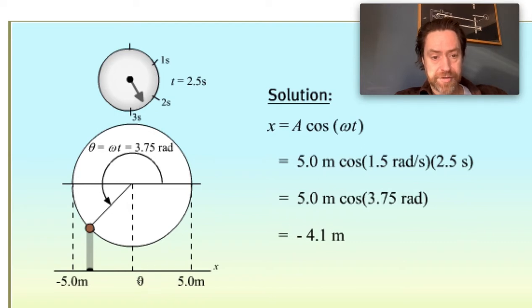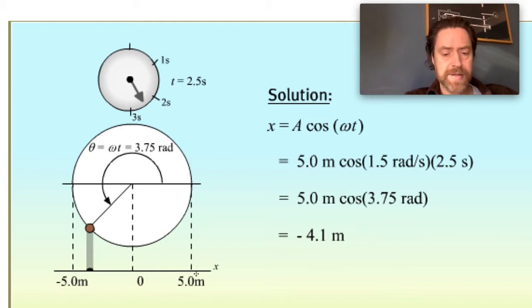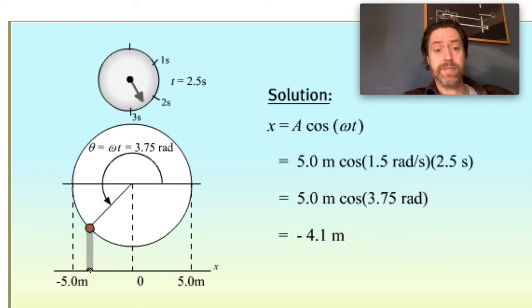The amplitude is 5 meters at 1.5 radians per second and after 2.5 seconds. Substituting all of that together, the position will be minus 4.1 meters. And the minus is important because we've started with a positive displacement of 5 meters over here. So after that 2.5 seconds, the minus tells us it's the other side of the equilibrium position.